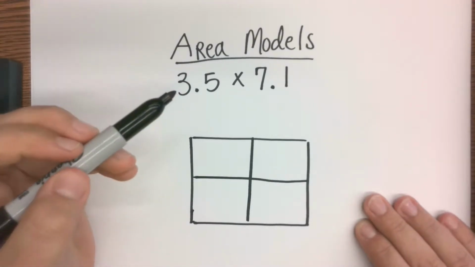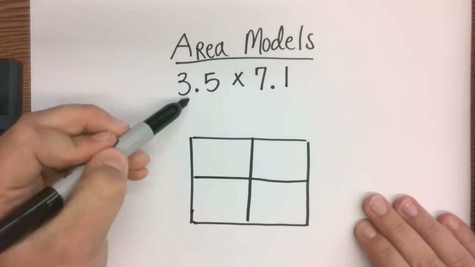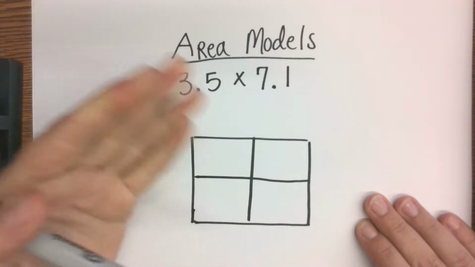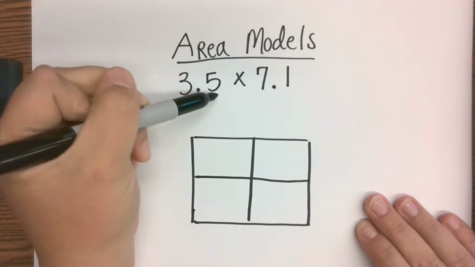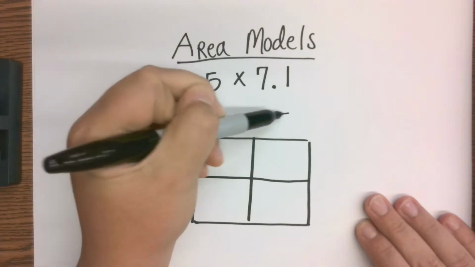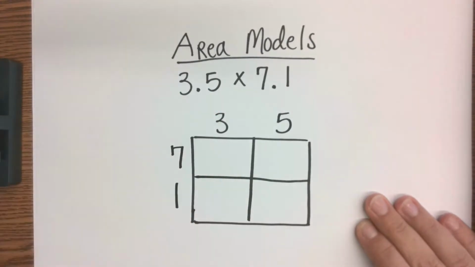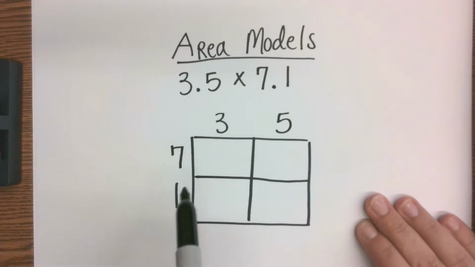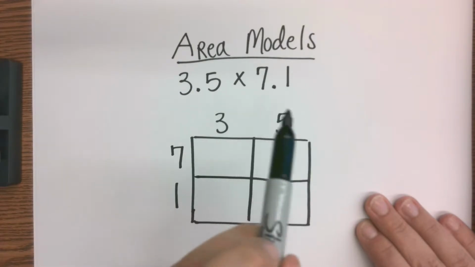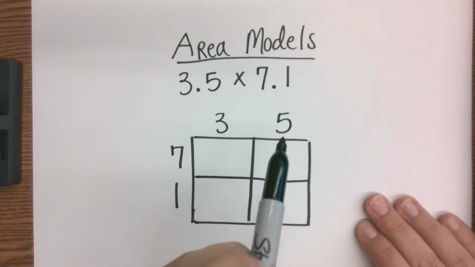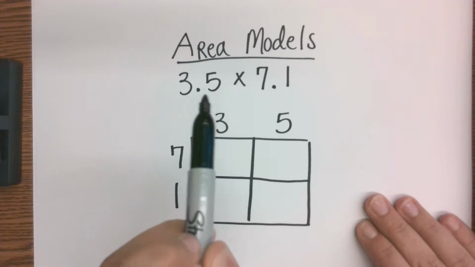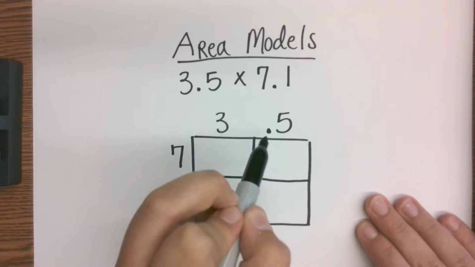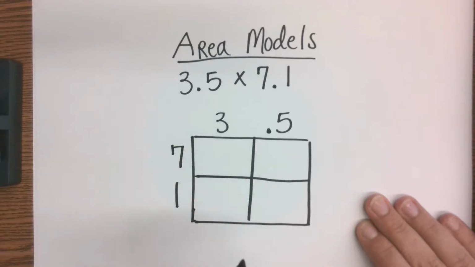Okay. So I like to put my first factor on top and my second factor on the side, but it doesn't really matter. It's all up to you, as long as you keep each piece of the factor with its other part. Now, I've written the values, but is this 5 really a 5? This 5 is not just a 5, it's actually 5/10. So I need to make sure I know what place value I'm working with when I use the area model.